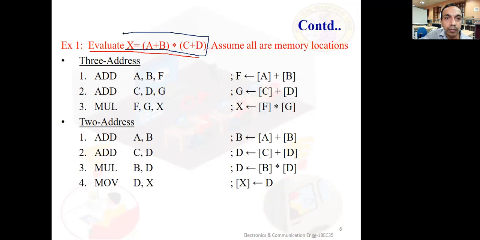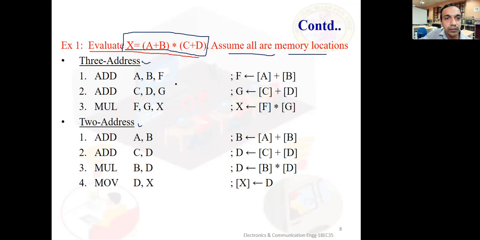write the program. So let us say there is an equation X equal to (A plus B) multiplied by (C plus D). Simple example. Okay. Assume that all are memory locations. So using three address how to write, using two address how to write, and using one address how to write. So we'll try to see it a little carefully to understand, and the remaining things you can practice with other programs.